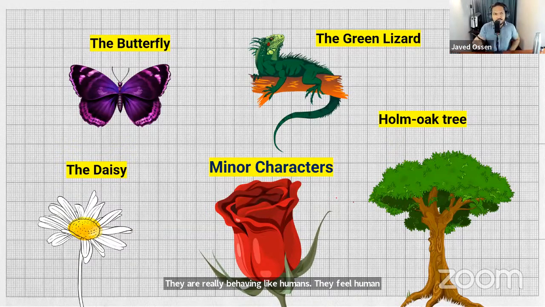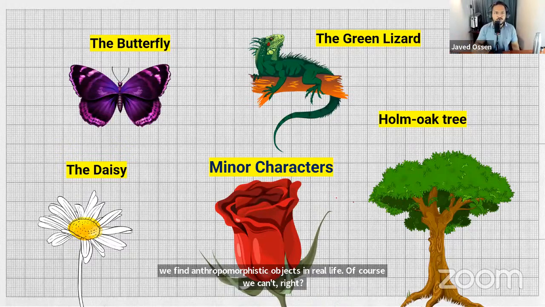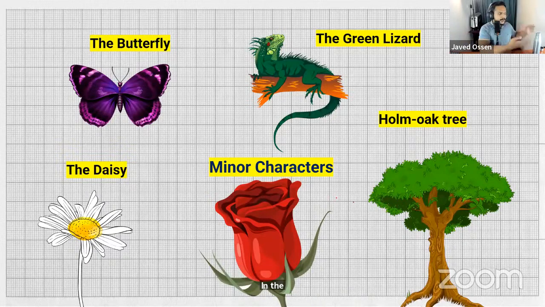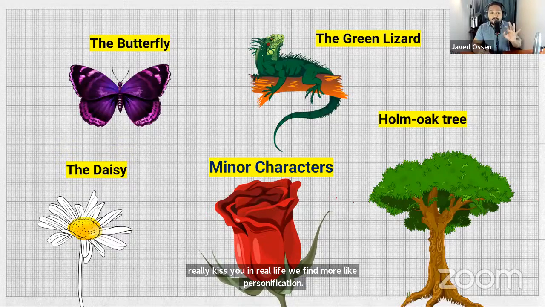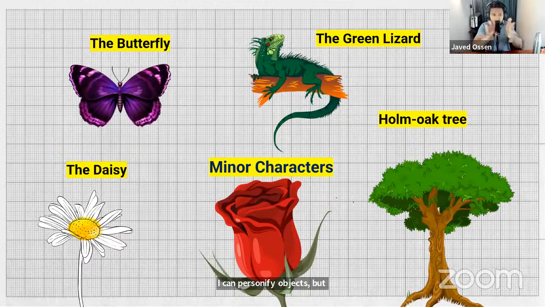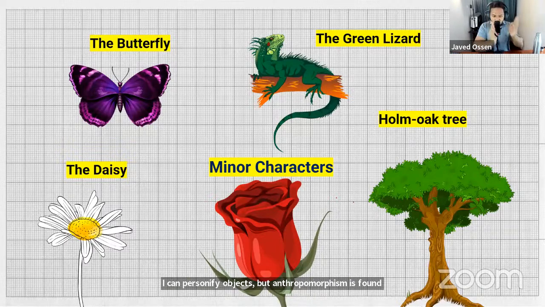Can we find anthropomorphistic objects in real life? Of course we can't, right? In the morning, your bed will not talk to you. Your toilet will not call your name. Your bottle will not really kiss you. In real life, we find more like personification. I can personify objects, but anthropomorphism is found purely in fictional stories. But in the story, the object or the creature is really acting like humans. Hope you understand that, okay?